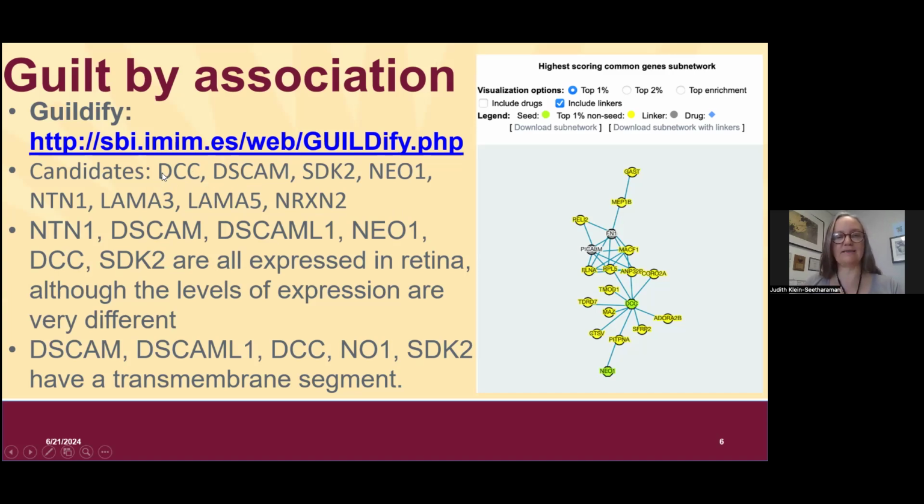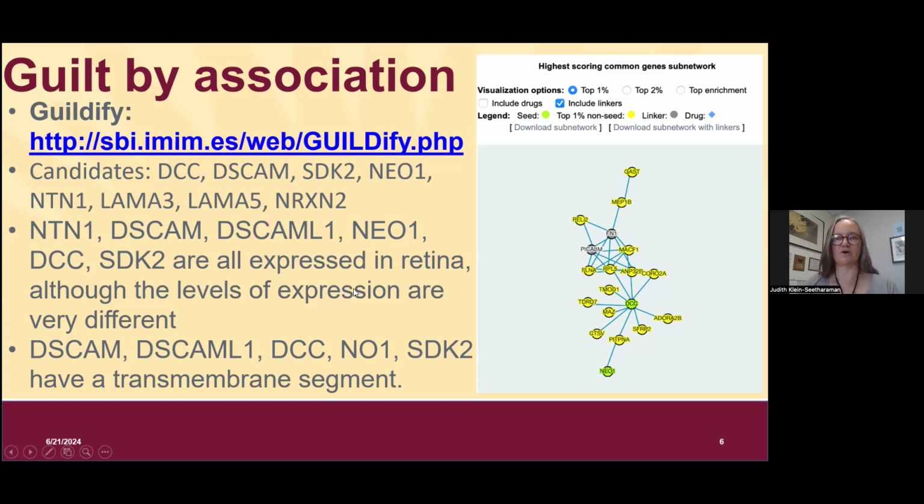These are all candidates for proteins that have functions that overlap with the USH2A. And several of these are actually expressed in the retina, although the level of expression can be different. And a subset of these also have a transmembrane segment. So this gives us several candidates that we could investigate with respect to their similarity.